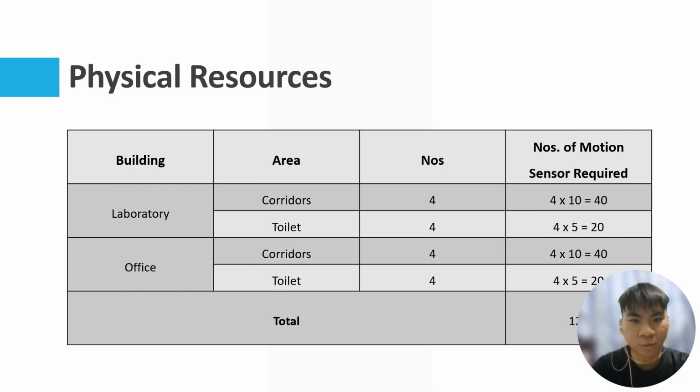This is the physical resources required in this project. We assume one laboratory building and one office building for this project, and each has 4 corridors and 4 toilets. Each corridor needs 10 motion sensors, and each toilet needs 5 motion sensors. So the total motion sensors needed will be 120 units.